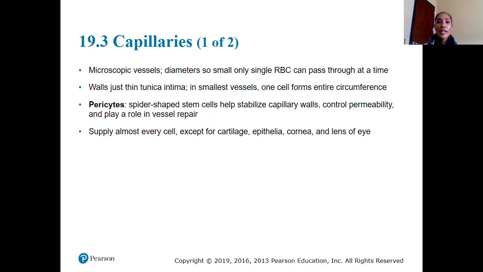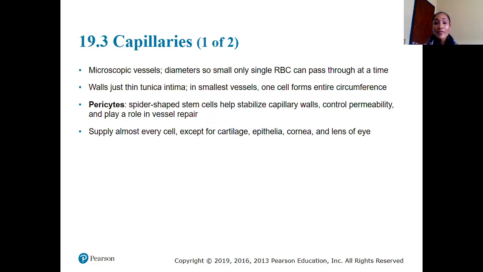We have associated with capillaries pericytes, which are spider-shaped stem cells that will help to stabilize the capillary walls, control the diffusion of substances in and out of these capillaries, and play a role in vessel repair. So should a capillary be damaged, we have these pericytes that will then be able to replace those cell components so that the capillaries can still function properly.